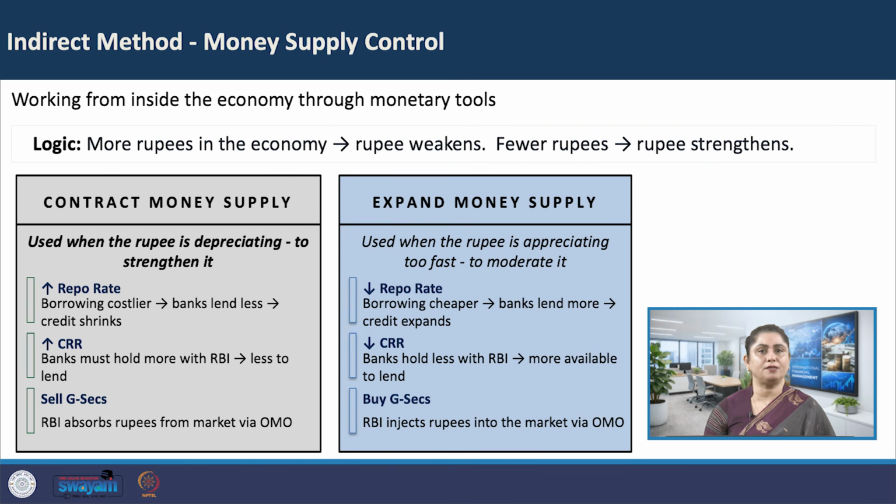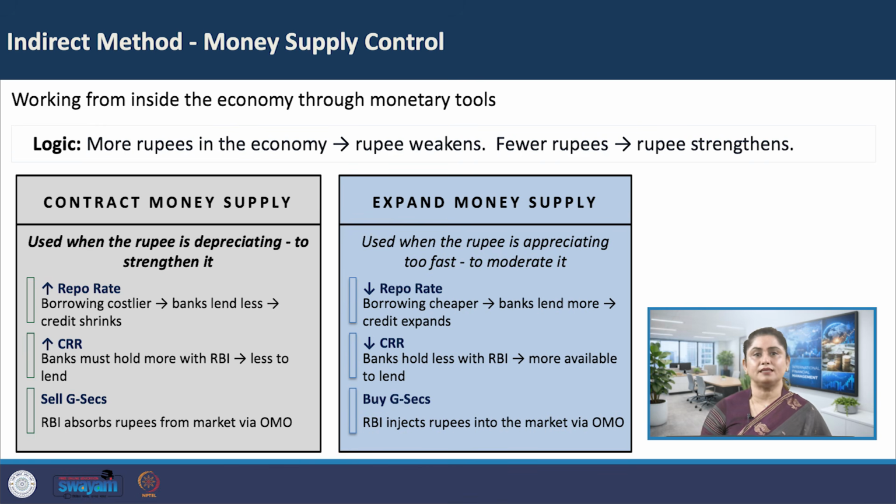Reduction of the repo rate means banks borrow from the RBI at a cheaper rate. They lend more to businesses and individuals because the businesses and individuals are also getting loans at a cheaper rate. And because of this, the money supply expands. More rupees in the economy means each rupee is relatively abundant. Hence, the rupee weakens slightly.